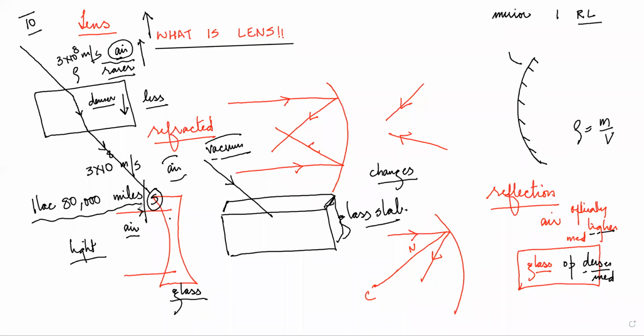This is incident ray. This is the refracted ray, not reflected. This is the refracted ray. Here RR means refracted ray. There RR used to mean reflected ray.